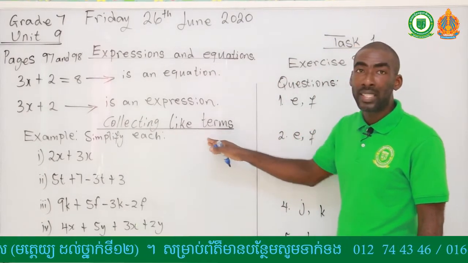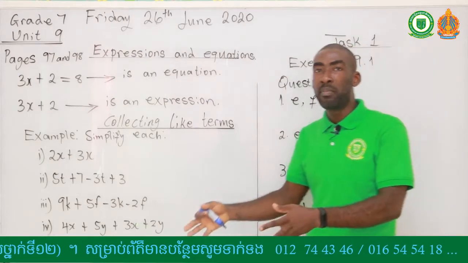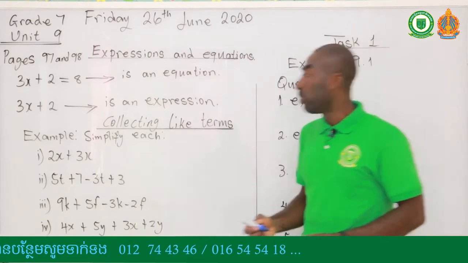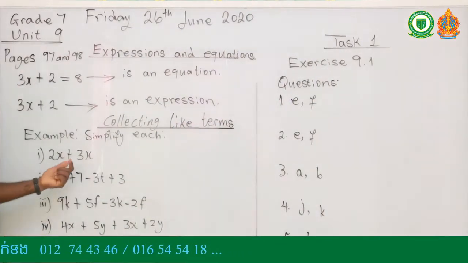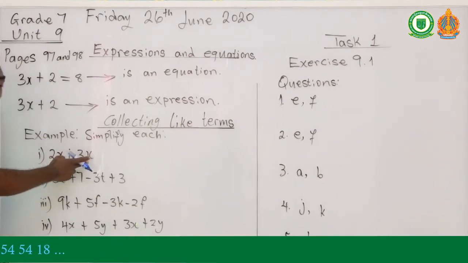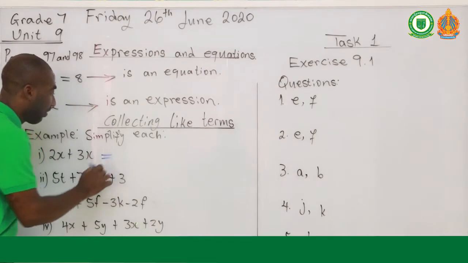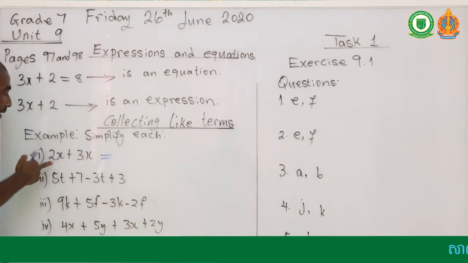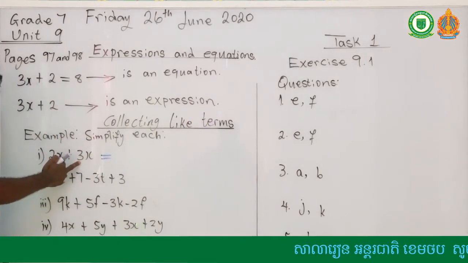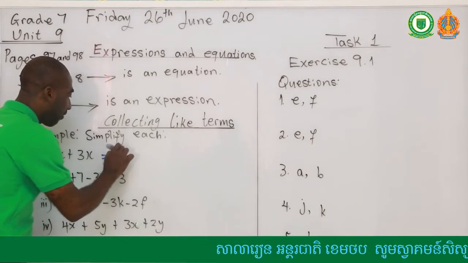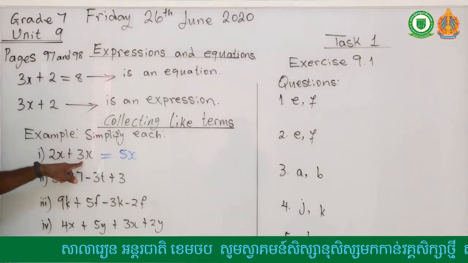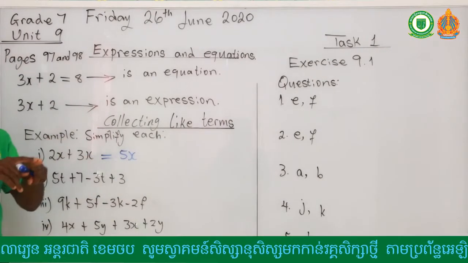The word is like terms. Like terms means same terms or same features, okay? So that is what we're going to do today quickly, okay? So when you see this expression, it is 2x plus 3x. So we are going to simplify this expression. They are common, which means they are like terms. So 2 plus 3 will give us 5. So we have 5, and then we bring our x there, okay? Because they are like terms, we can put them together.